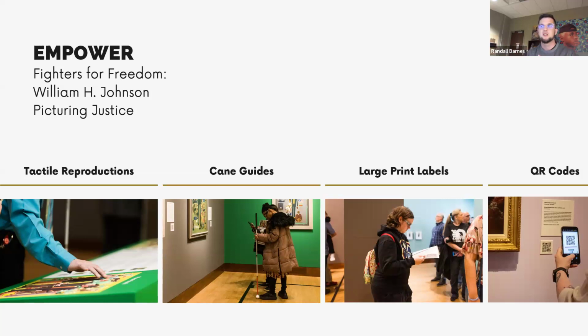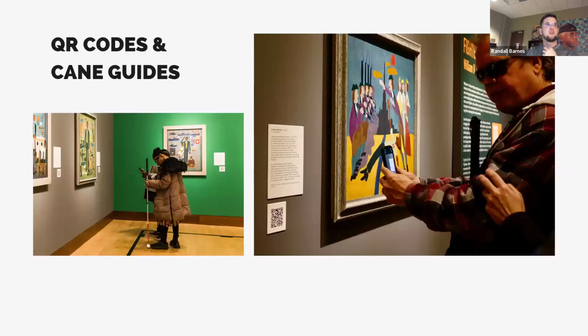People like stuff in their hands. And so we have the large print labels. So these tactile reproductions, or I guess we'll go with the QR codes and the cane guides. So these black lines that we have on the ground here, these are our cane guides.